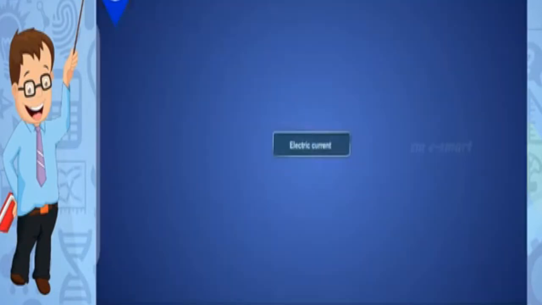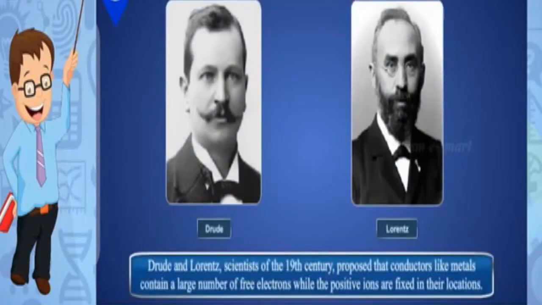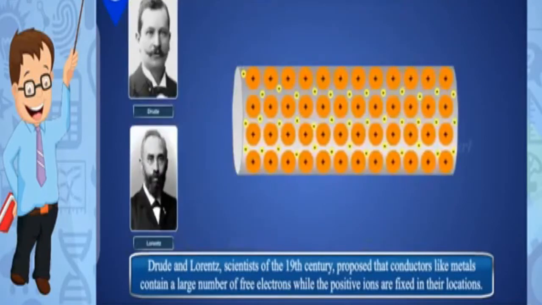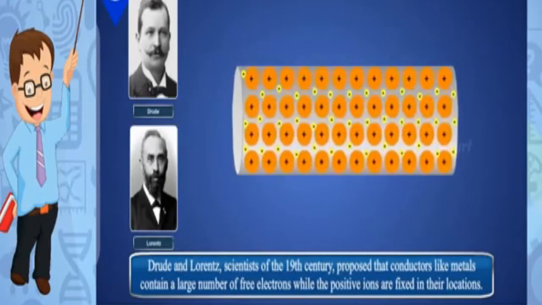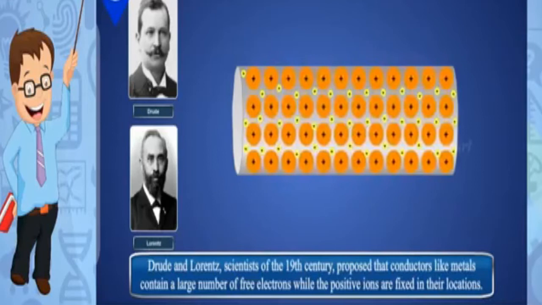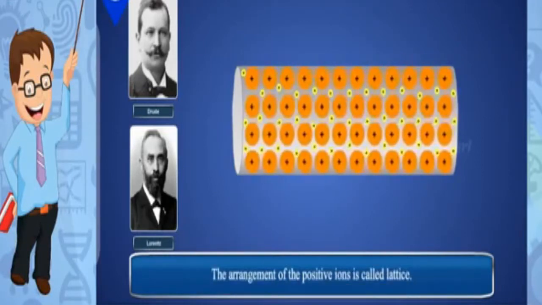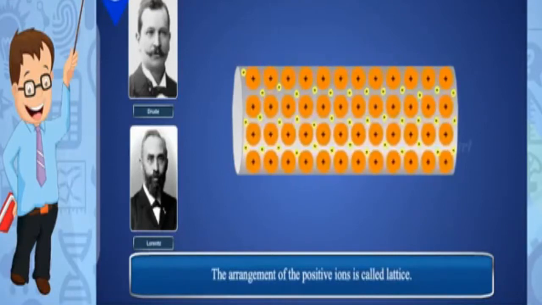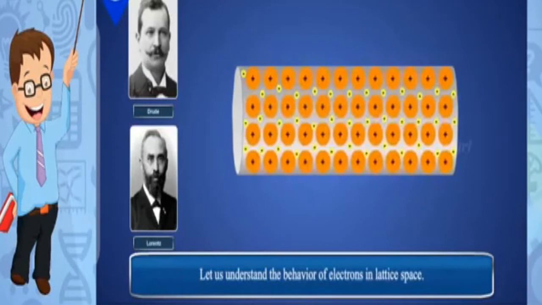Electric current. Drude and Lorentz, scientists of the 19th century, proposed that conductors like metals contain a large number of free electrons, while the positive ions are fixed in their locations. The arrangement of the positive ions is called lattice. Let us understand the behavior of electrons in lattice space.